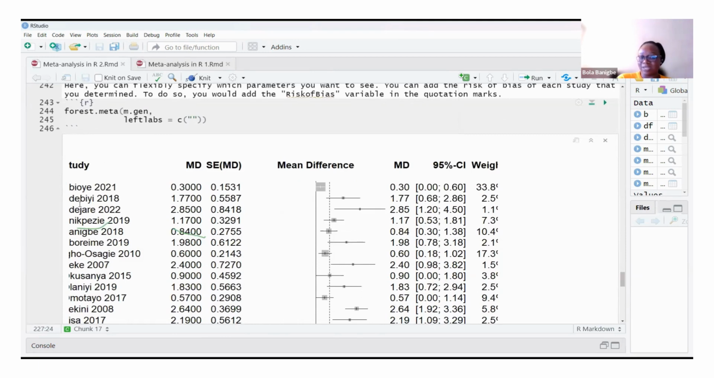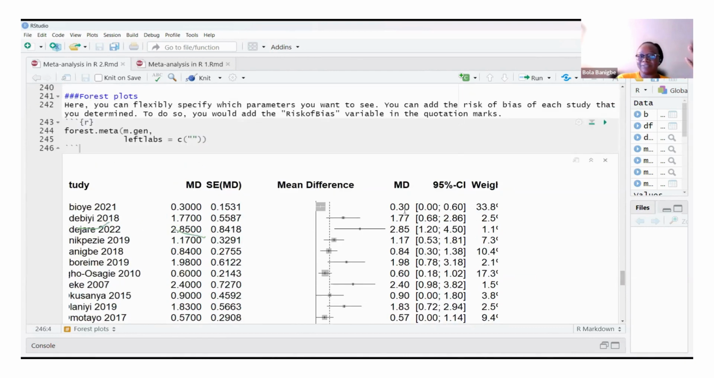So this is the study, the author and the year. This is the mean difference, the standard error of the mean difference. And then the 95% confidence interval, the weight. So you can basically just specify more things in the, what's it called? In the forest plot. Can you still see my screen?